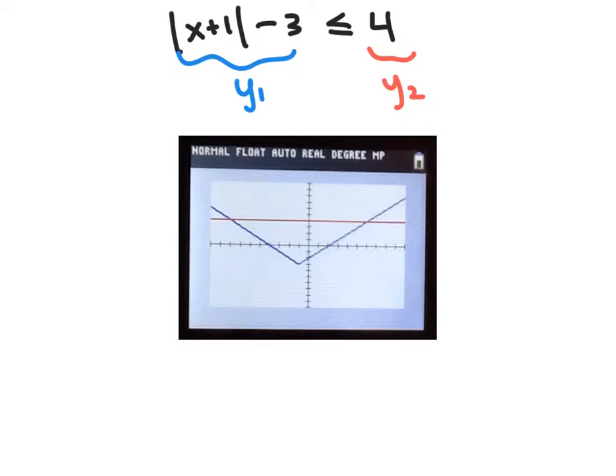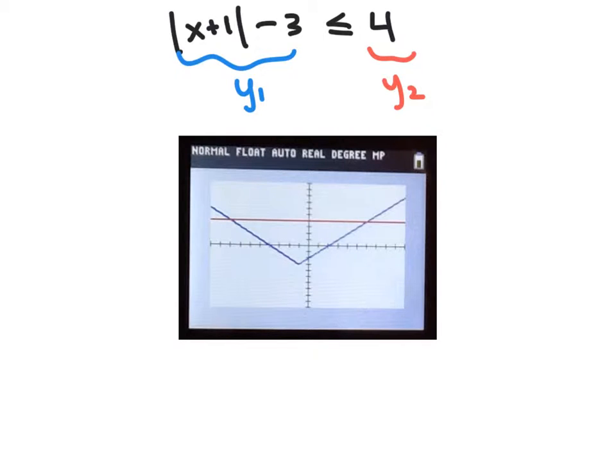It is also important to look at the graph and understand which graph goes with which side. Here, I've highlighted the colors to match the TI. So we have y2 is red and y1 is blue.